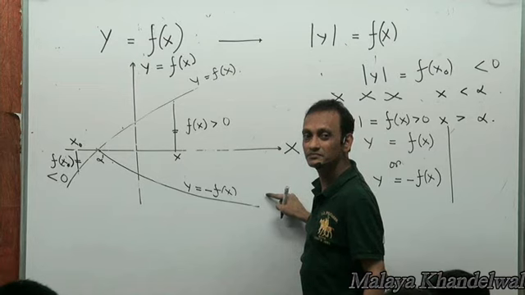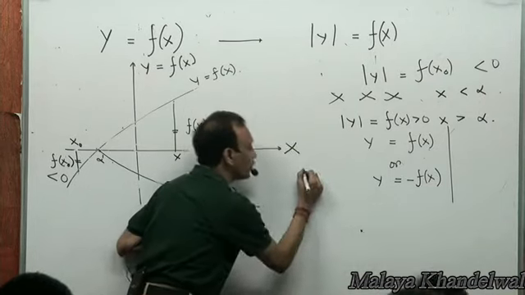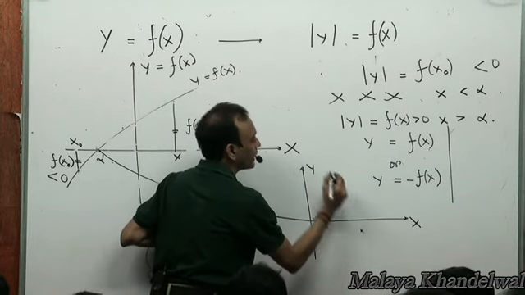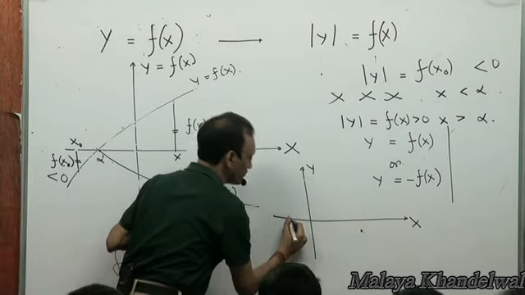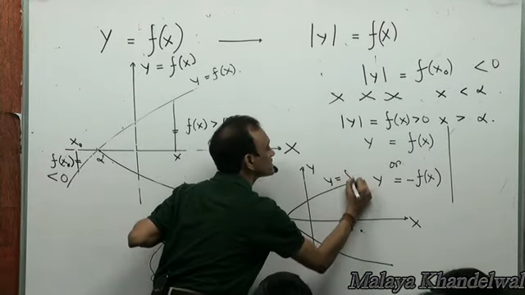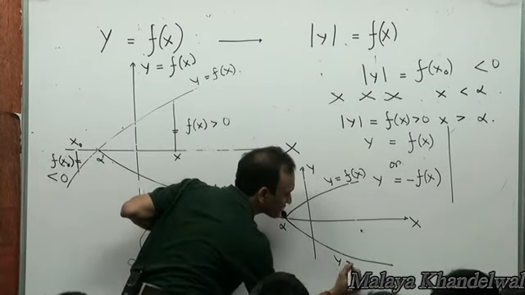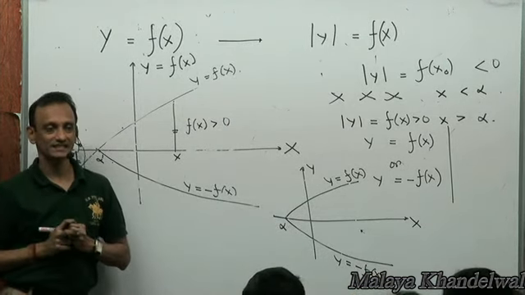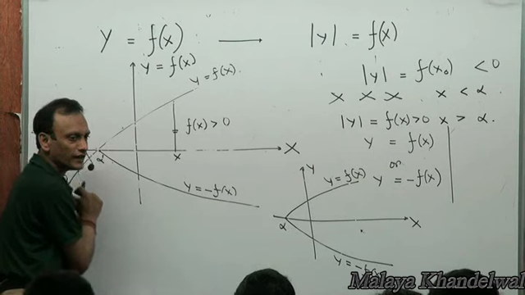That means the graph of mod y equal to f(x) will look like this in this case. The y versus x such that mod y is f(x) will be y equal to f(x) like this, or y equal to minus f(x) like this. All the y's here will represent plus f(x), all the y's here will represent minus f(x). Together they would constitute mod y equal to f(x). And no part of the graph will exist to the left of alpha.